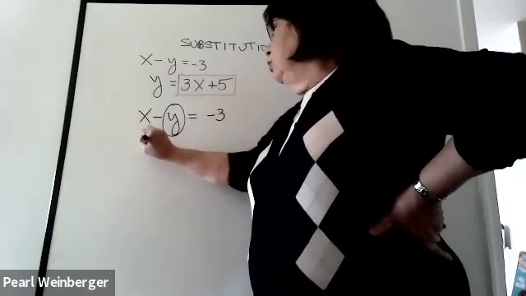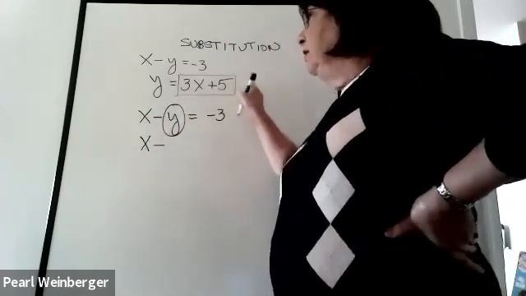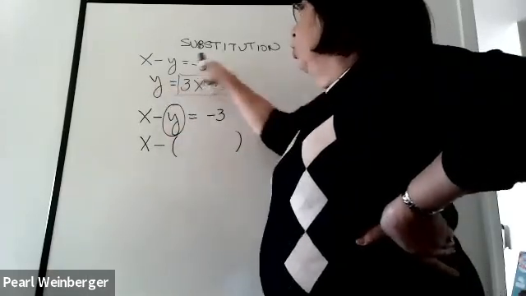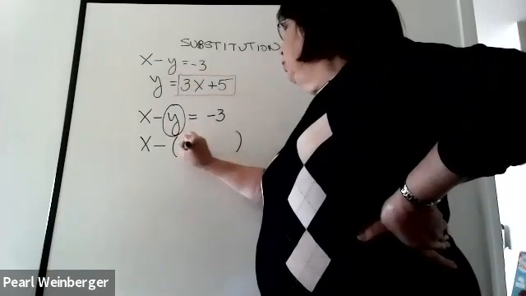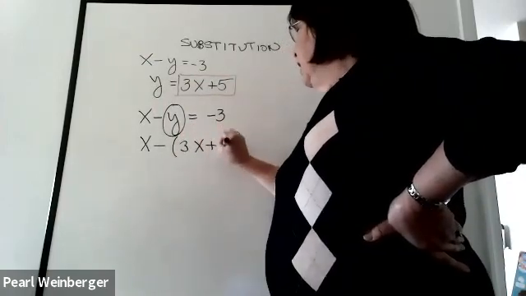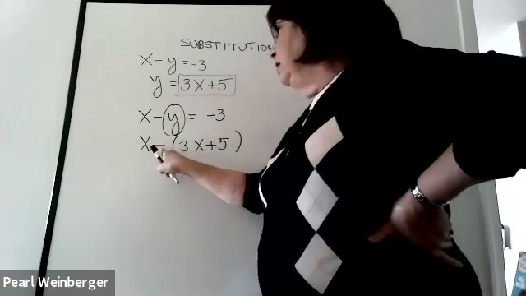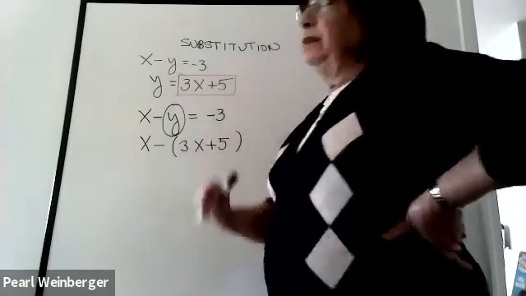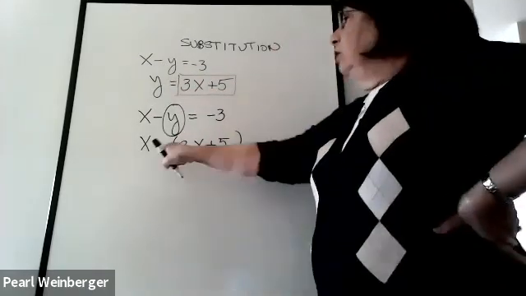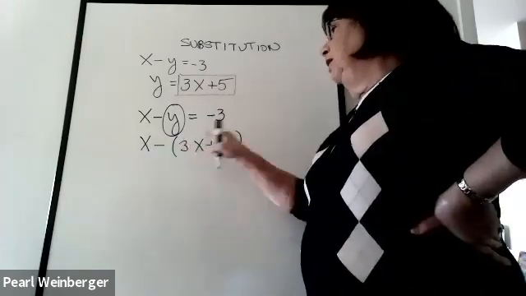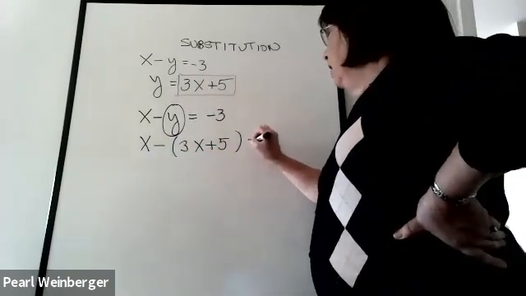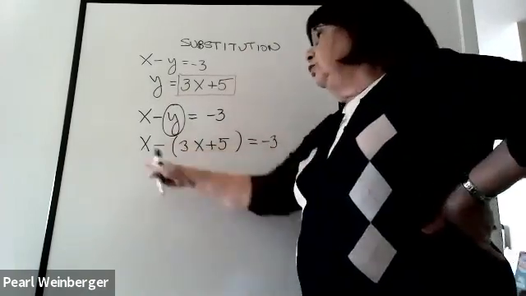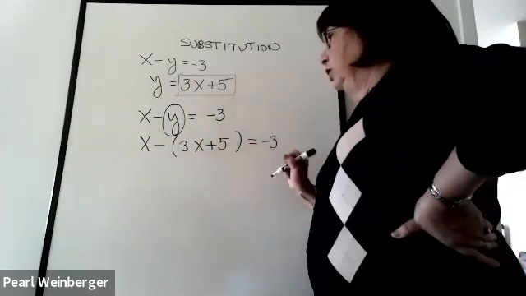So how do I do that? I do x minus, now I have to put this in parentheses because I want to show you in place of the y, I'm putting this whole expression, 3x plus 5. It's called the substitution method because I'm substituting, I'm replacing the y by its other name, which happens to be, in this case, 3x plus 5. So my equation becomes x minus parentheses 3x plus 5 equals -3. And now I have just a regular algebraic equation to solve.